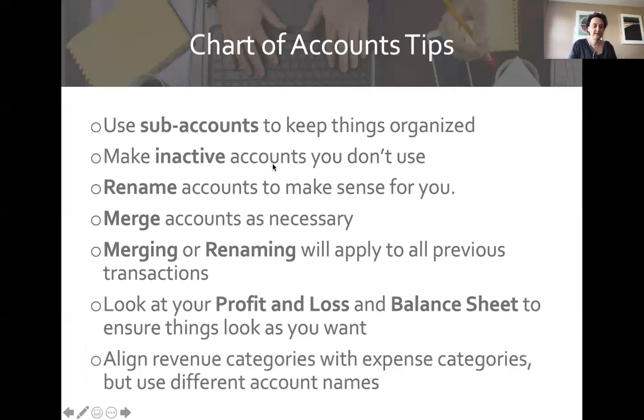And finally, as best as you can, align revenue categories with expense categories, but make sure you have separate account names. So, if you have beef revenue, you want to have expenses associated with beef production. If you have vegetable revenue, you want to have expenses associated with vegetable production. But make sure that the names are different enough so that you don't accidentally enter in an expense as a revenue and vice versa.